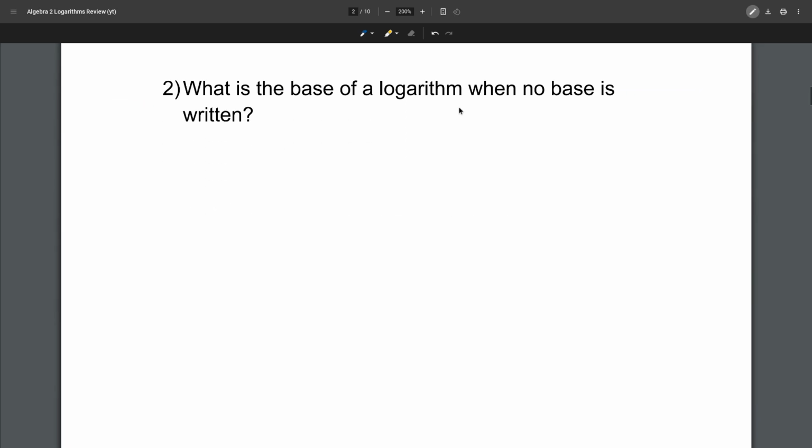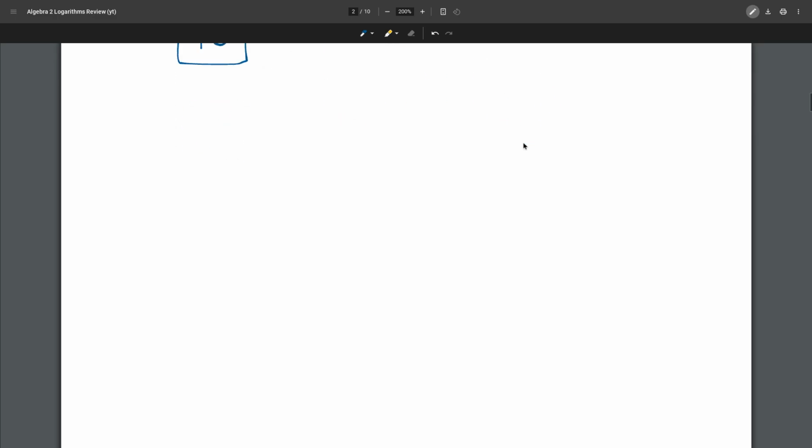What is the base of a logarithm when no base is written? In this case, let's say we just had log of, let's say, x. That's the same as log base 10 of x. So my solution here is 10. Okay, let's go to the next problem.